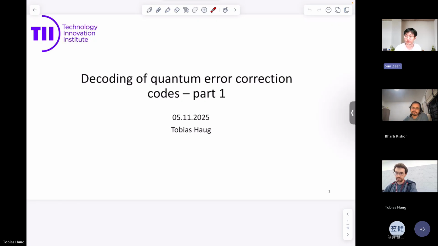We will see how it works for classical and quantum codes, deal with some real-world imperfections like faulty measurements, etc., and also obtain the error threshold.